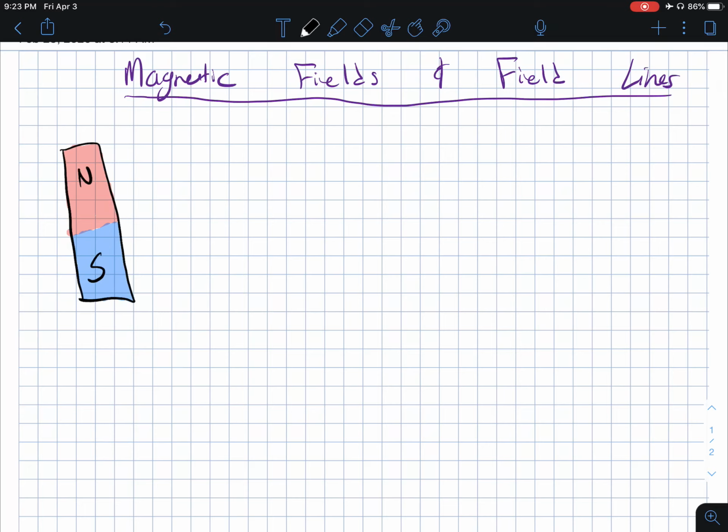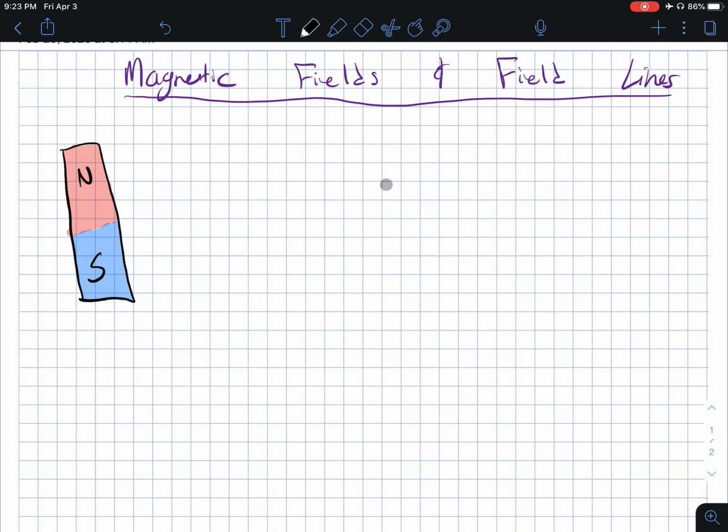Today we are going to talk about magnetic fields and field lines. As you can see here, we have a bar magnet, and we're going to talk about some of the properties of magnets and magnetic field lines. To start off very simply, all magnets have a north side and a south side.